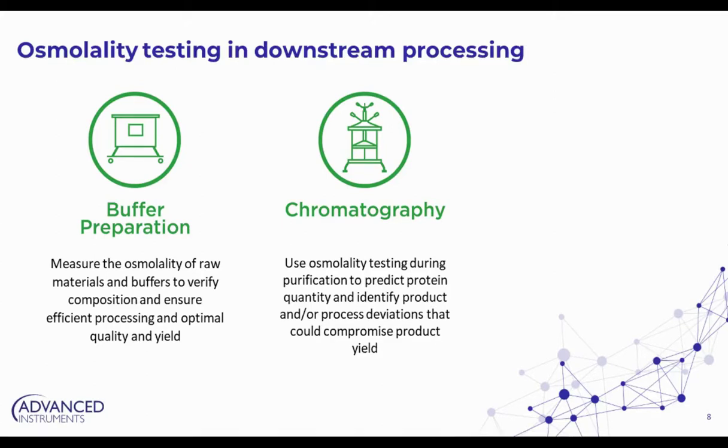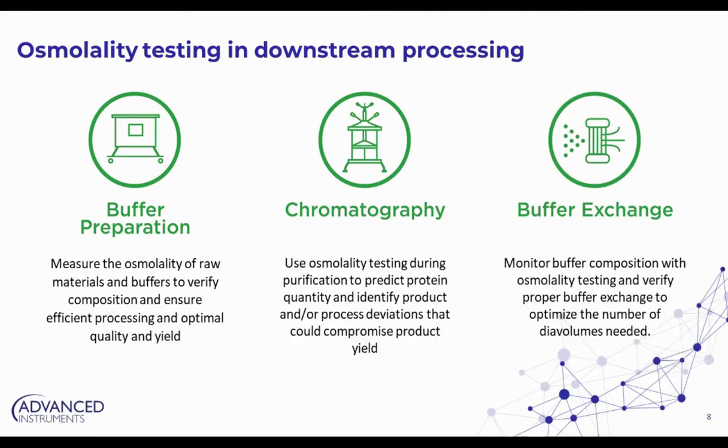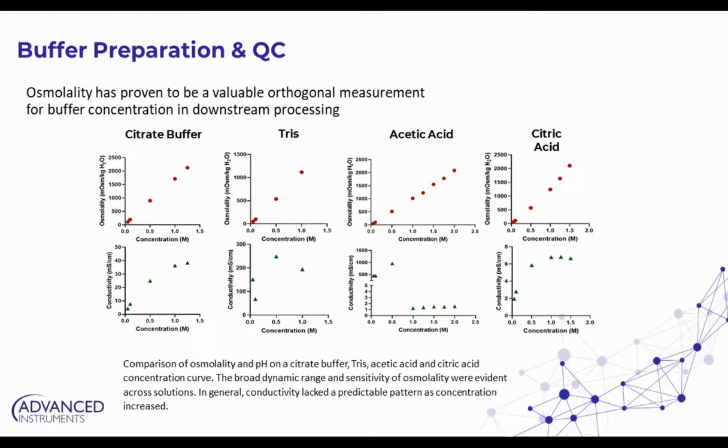So again, this is where we'll speak a little bit more to how osmolality testing can be used to predict protein quantity and potentially identify any process deviations. But there's also certainly an application within buffer exchange or really any filtration operation. When we talk about buffer exchange, if you already have a set number of exchanges or diavolumes, you can track that concentration as you're going through your exchanges, or maybe even optimize and reduce the number of exchanges used.